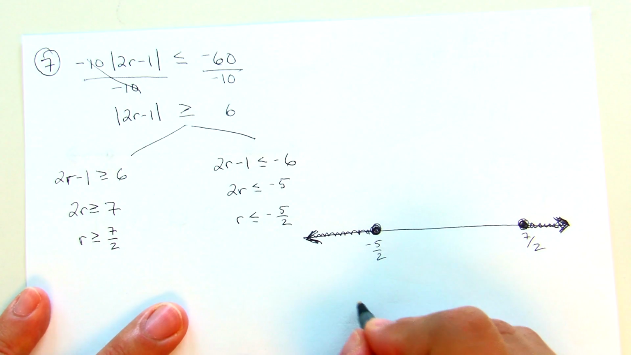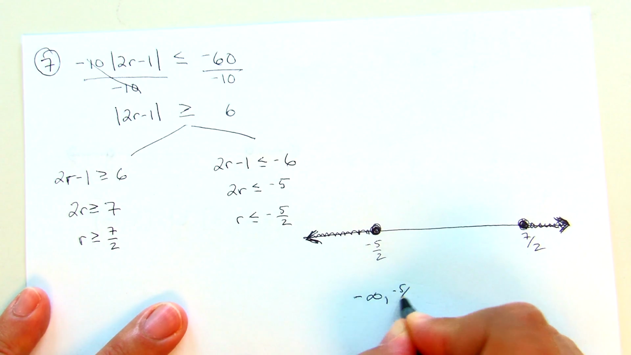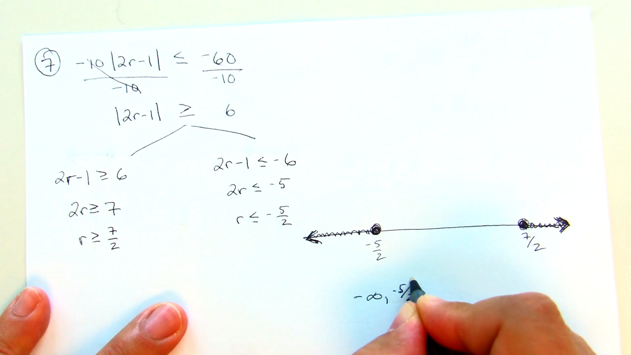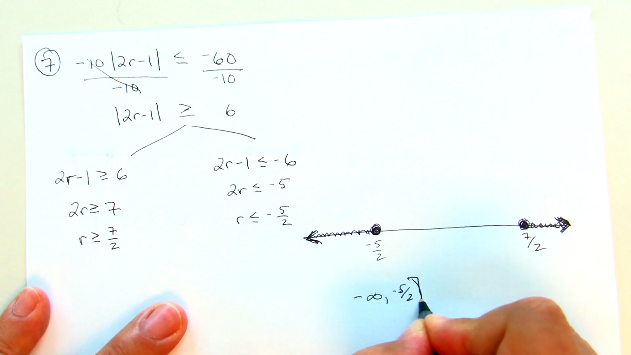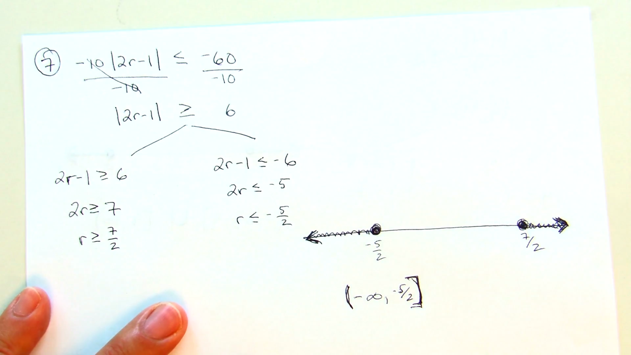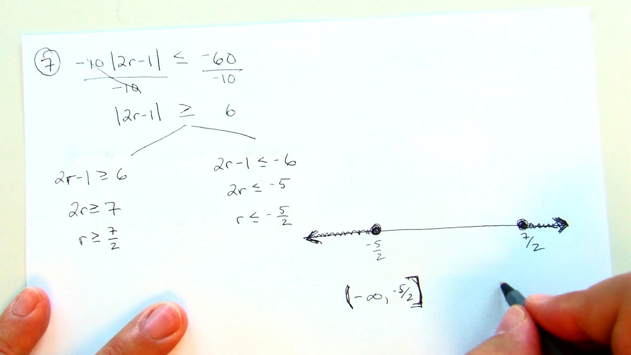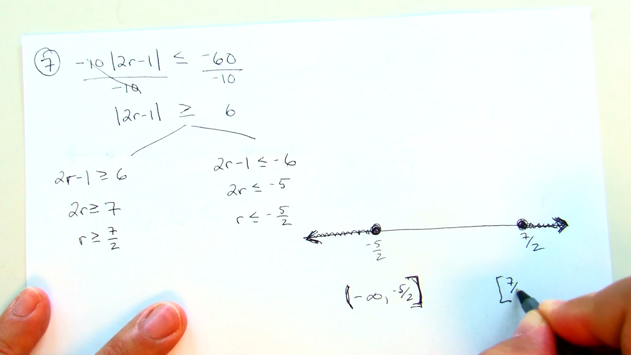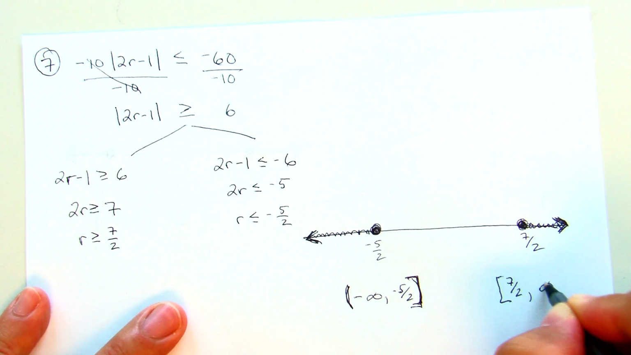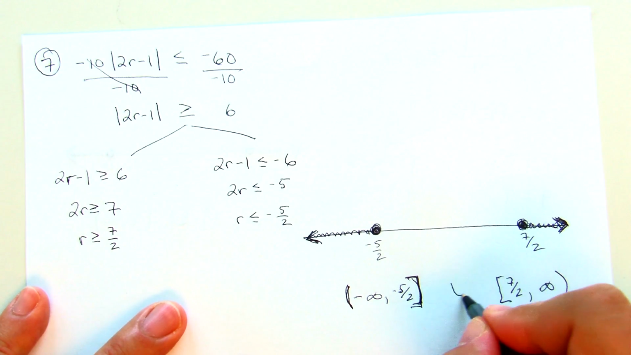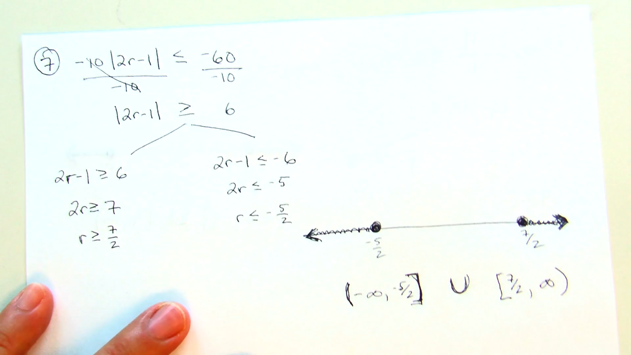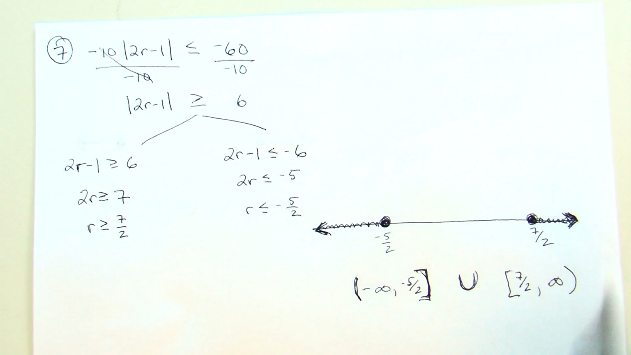In interval notation, over here we've got everything from negative infinity to negative 5 halves. And that's going to be a close bracket over here, parentheses on this side. Over here we're going to have everything from 7 halves, including 7 halves, up to infinity. And then we put those together with the union symbol. Alright, so this set and this set.